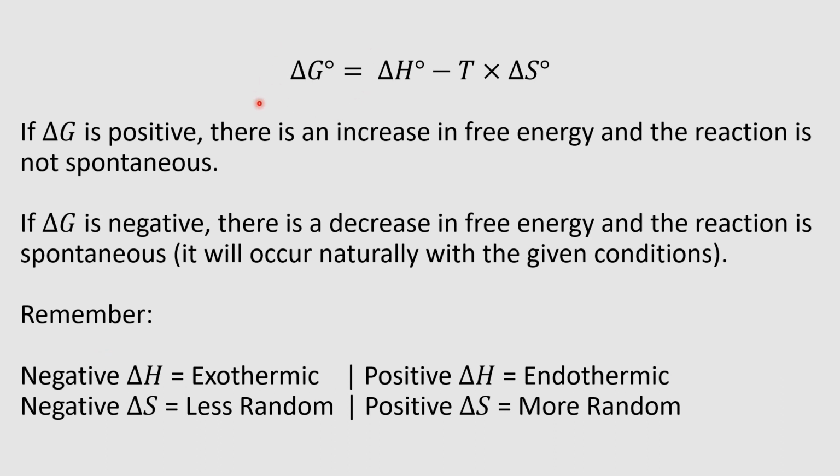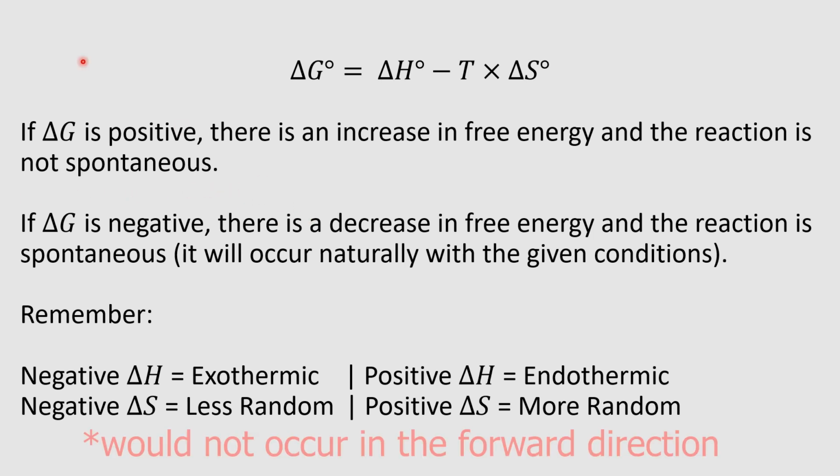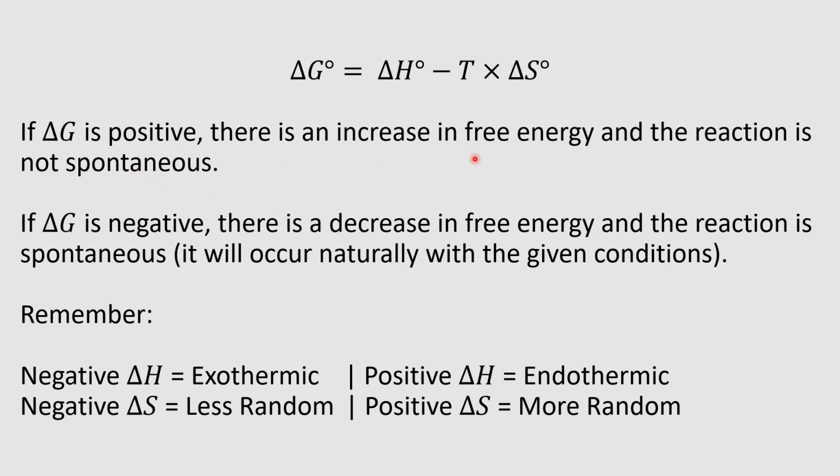So okay, that sounds useful, but what does it mean? What does delta G actually do for us? Well, depending on the result we get for delta G, there are certain things that could happen. If delta G is positive, that means we're getting an increase in free energy, and the reaction is not spontaneous. It would not occur in nature if we got positive delta G. However, if delta G is negative, there's a decrease in free energy, and the reaction is actually spontaneous. It will occur naturally under given conditions.